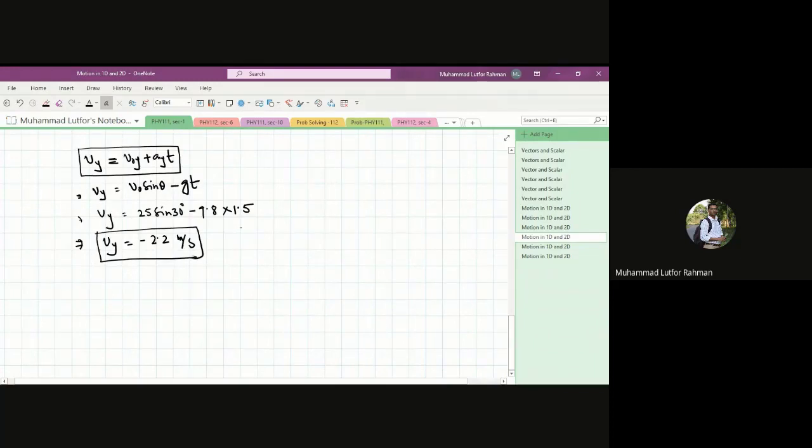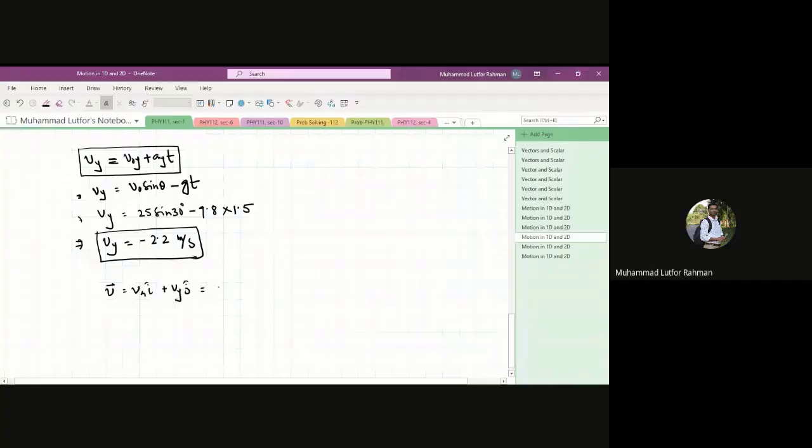Fine. Then I can find out my velocity, right? So that v would be vx i hat plus vy j hat. I find out that value. So vx is 21.65 i hat minus vy, actually 2.2 j hat. So that will be that velocity. This is the answer to that question number 2.